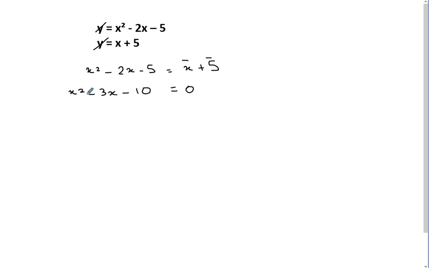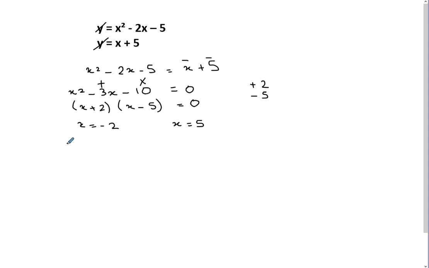So I've got x squared minus 2x minus x is minus 3x, and then minus 5 is minus 10. Okay, factorizing it, I've got two numbers that add to give minus 3, multiply to give minus 10. So one's a positive and one's a negative, and then I've got minus 5 plus 2. So I've got x plus 2, x minus 5. Make it 0. So x will be minus 2, or x equals 5.